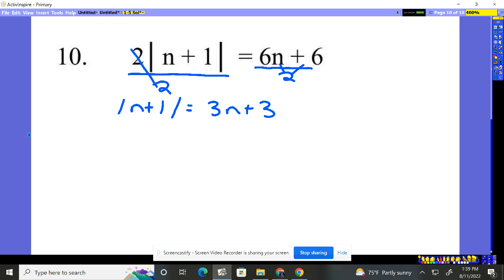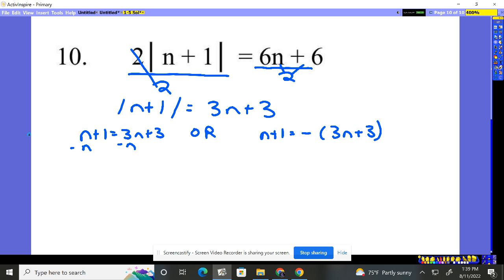a 3n plus 3. So we're going to set it equal to the positive 3n plus 3, or when it equals the negative piece, the negative of 3n plus 3. That's where we're always going to start. Now let's solve it. I'm going to subtract n. I get 2n plus 3 is 1. Subtract 3. I get negative 2 is 2n, divided by 2, n is negative 1. That's one possible solution.